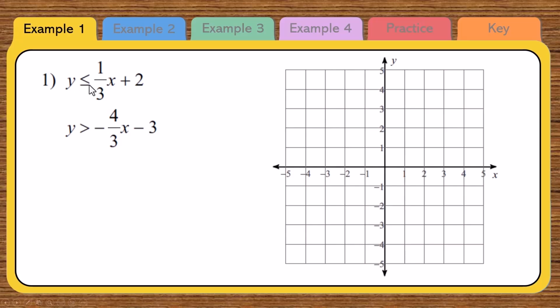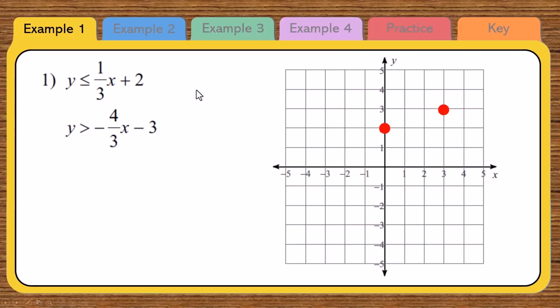We start with y is less than or equal to 1/3 x plus 2. Just focusing on that, let's graph that line and pretend it's y equals mx plus b. The 2 is our y-intercept and the 1/3 is the slope. So we are going to start by putting that y-intercept of 2 on the graph. We're going to use the slope to find the second point, up 1 over 3. And there is the second point.